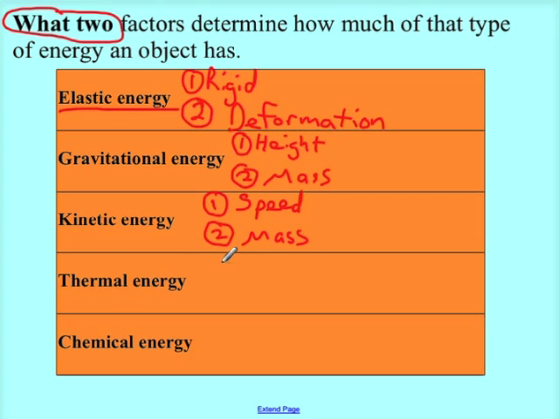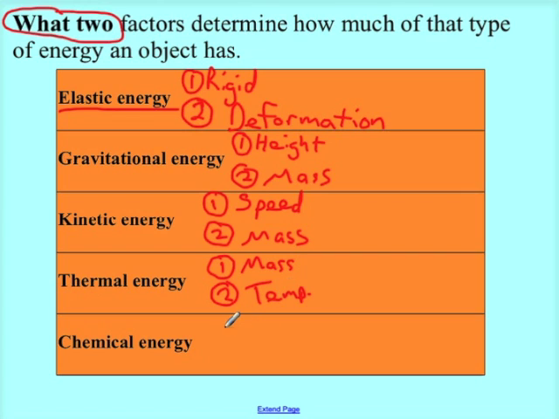How about thermal energy? Do you remember thermal energy? We covered this not too long ago. So thermal energy is going to be dependent on, yep, mass again. And thermal energy is going to be dependent on the temperature, how hot or cold it is. Something that's warmer is going to have more thermal energy than something that's colder.